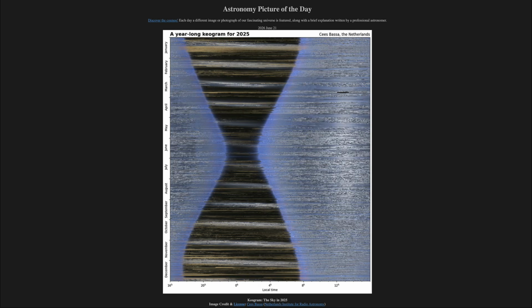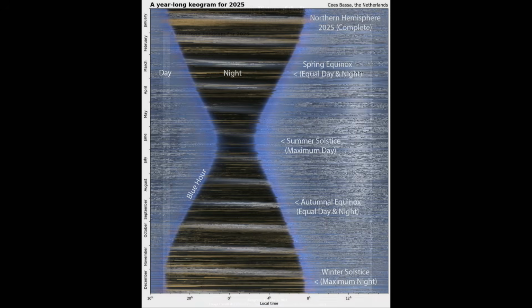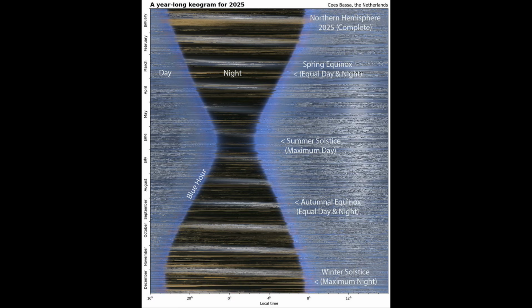Today's picture is titled Keogram, the Sky in 2025. So what do we see here? Well, this is what is known as a keogram. Now, a keogram is essentially looking at the entire sky all at once for one entire year.